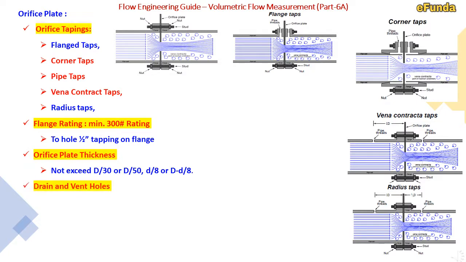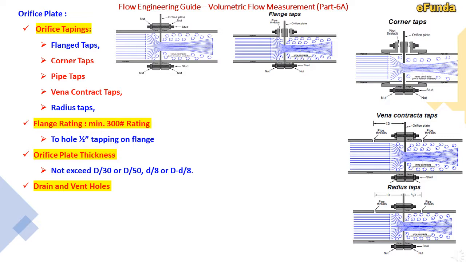Drain and vent hole requirements. Basically these critical points apply when the orifice plate is installed in a horizontal pipe and the fluid is a liquid containing entrained gas, or the fluid is a wet gas, vapor or saturated steam. Some vaporization or condensation may take place, and to take care of this, drain and vent holes are required on the orifice plate.